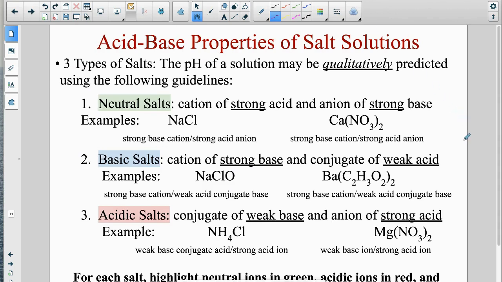So here is the basic guideline for the 3 types of salts. Neutral salts come from strong acid, strong base, okay? Strong for the cation and the anion. Basic salts, the cation is from a strong base. The anion is a conjugate base of a weak acid. The acidic salts, the cation will be the conjugate acid of a weak base, and the anion will be from a strong acid. So you can see these examples here of different acidic salts, basic salts, and neutral salts.